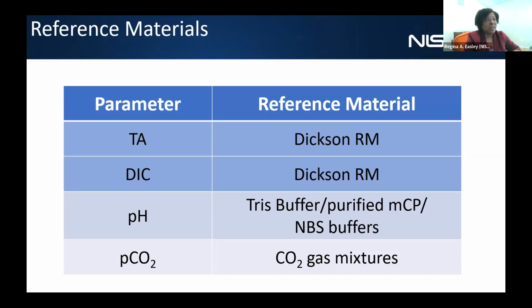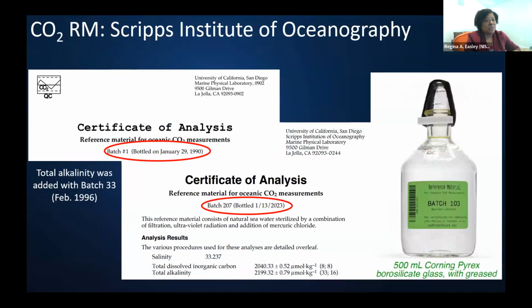I just wanted to highlight this to show that the two parameters, TA and DIC, are using the same reference material. This material is supplied by the Dixon lab. The first batch was distributed in January of 1990, and it provided values for dissolved inorganic carbon. Total alkalinity was added to batch 33 in 1996. And the latest batch, as you'll notice, has values for total dissolved inorganic carbon and total alkalinity, and was bottled in January of this year. These materials are basically what all of our ocean carbon measurements are traceable back to.